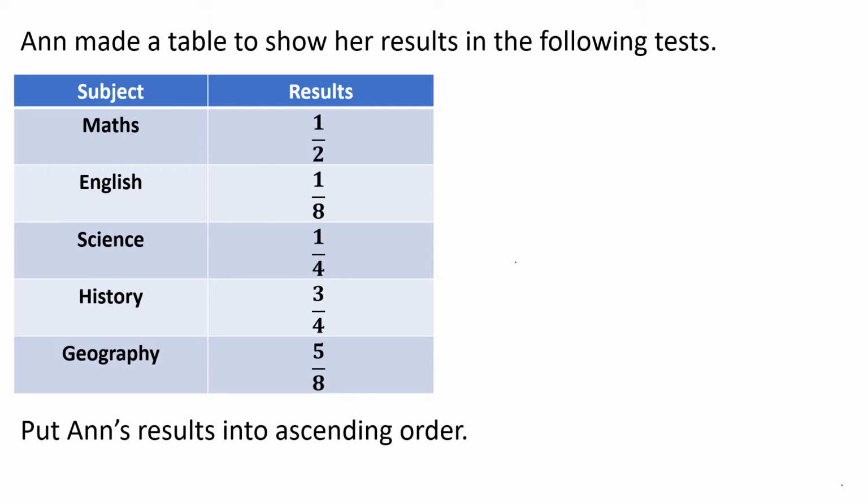So our next example, sticking with the same format, Anne's got results in a table and we need to put them into ascending order. The difference with this question and our previous question is that our fractions don't have common denominators. So our first step here will be to make them have common denominators. To do this, we need to look at our multiples of 2, 8 and 4.